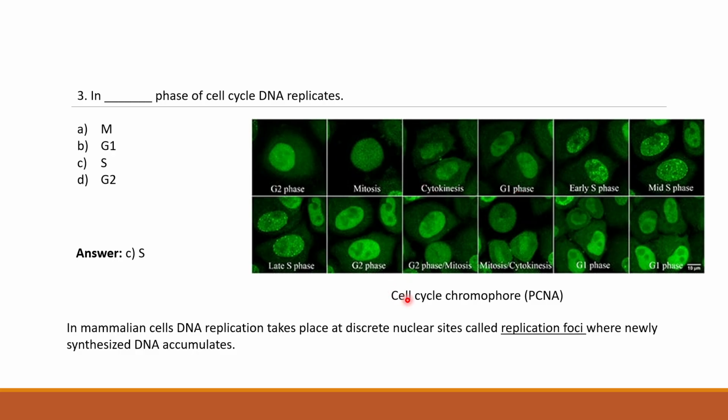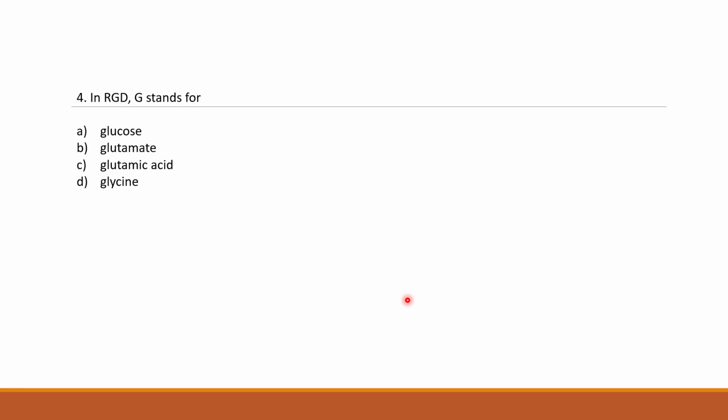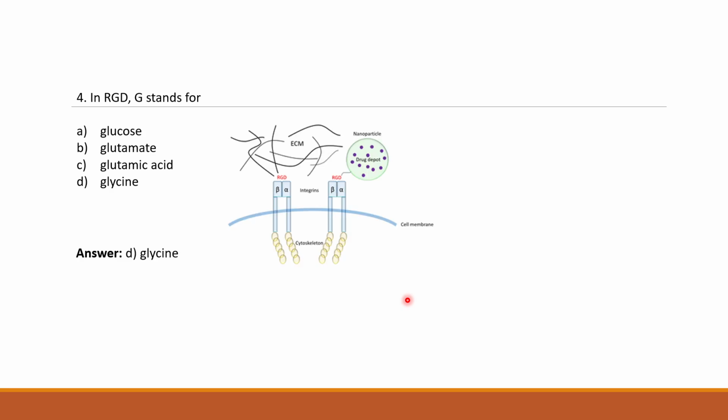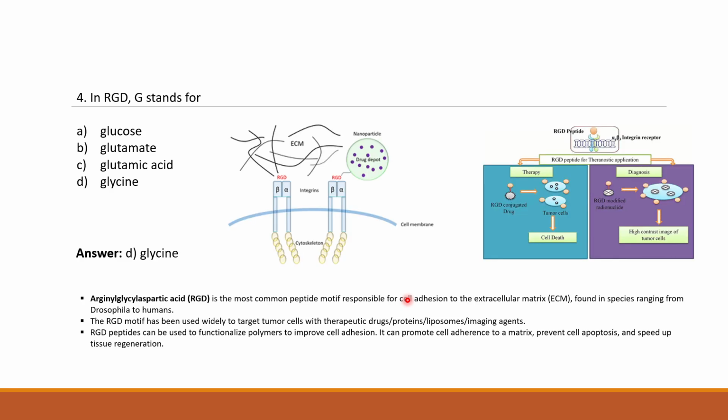Then next was RGD. So you have to know the alphabetical nomenclature for amino acids. So this is where it plays a role. R is the alphabet code for arginine, G is for glycine, D is for aspartic acid. So here they are asking what G stands for. G stands for glycine.